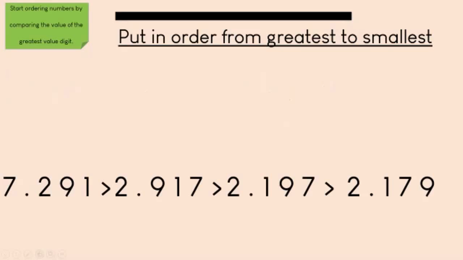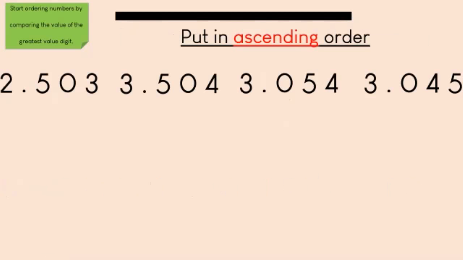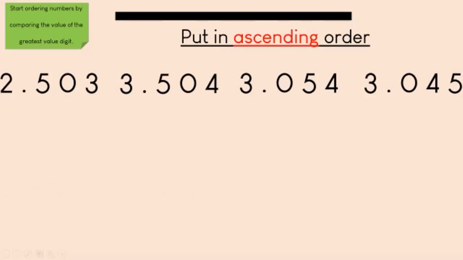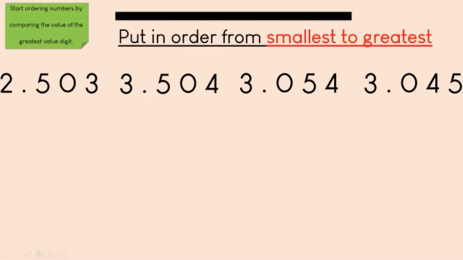So it's time to give it a try yourself. In your books or on your whiteboards, can you put these in ascending order? Ascending order means you're going from smallest to greatest. Okay, in ascending order, please, from smallest to greatest. I'll pause the video.